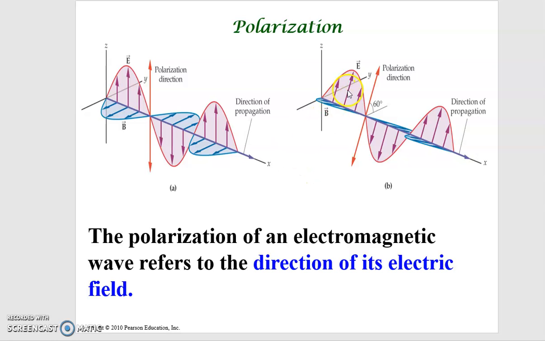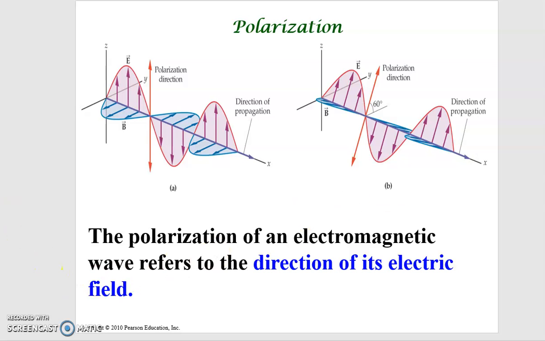So the electric field can still oscillate perpendicular to the direction of wave propagation, but not in the z direction anymore. For example, now this is the direction of the polarization of the electric field, 60 degrees above the y-axis. We will say this one is still polarized, but the polarizations of the two waves are different. So this is the definition of the polarization of the EM wave.